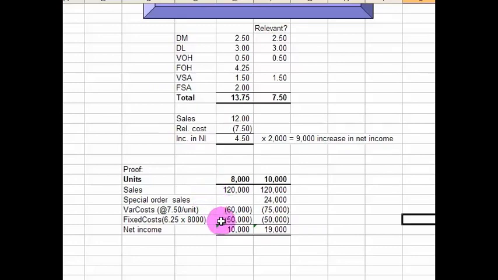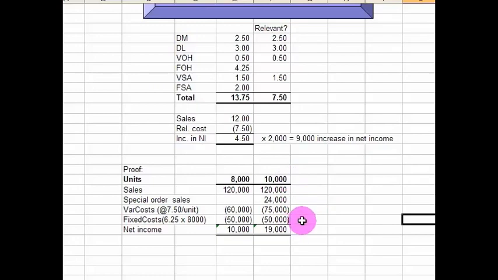120,000 minus our costs is $10,000 profit without the special order. Now, what changes? If we produce 10,000 units, we're going to increase our revenue by 2,000 times $12 each, or $24,000. So this is the revenue just on the special order. Variable costs will go up by $7.50 per unit. So now I've got 7.50 times 10,000.